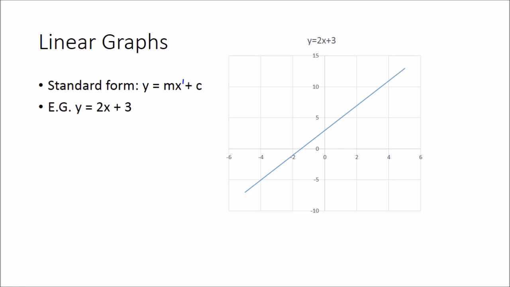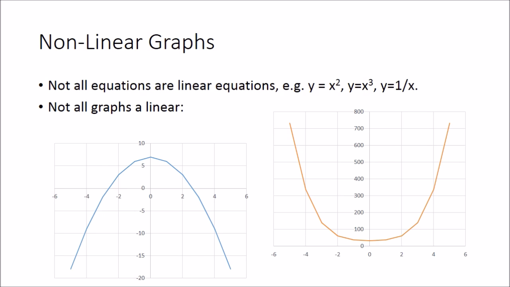Now we can have a look at some other forms of graphs, and other forms of equations. So we can have other equations that are non-linear. We know that a linear equation has x to the power of 1. So what about an equation which has x to the power of 2, or one that has x to the power of 3, or what about one that has 1 over x? Now if you remember from indices, 1 over x is the same as x to the power of -1. So those would all be non-linear equations, and so they're going to have non-linear graphs.